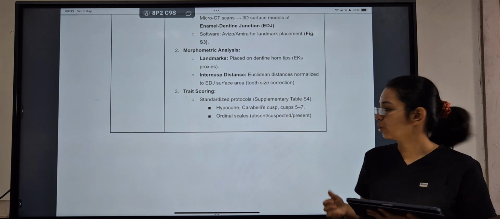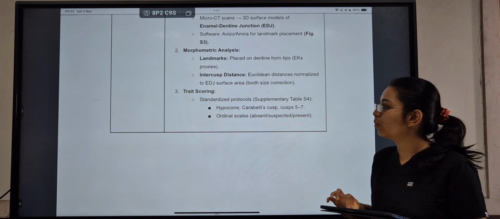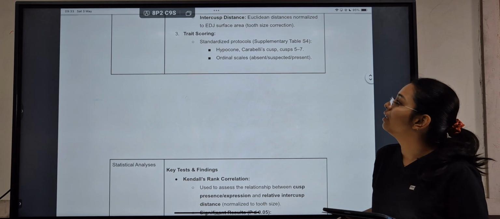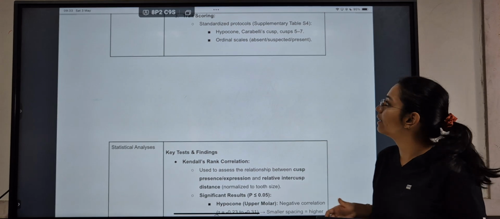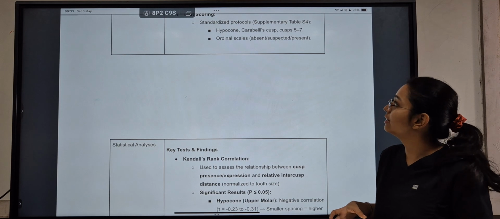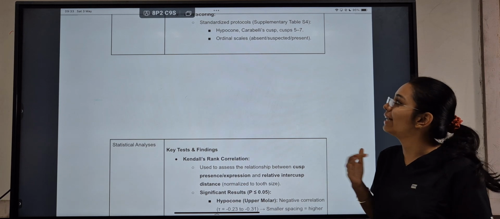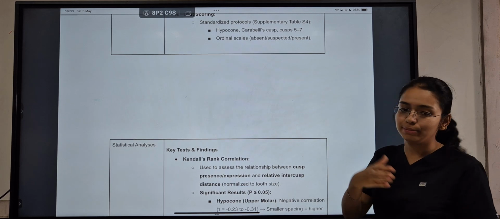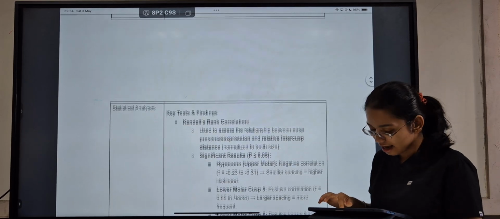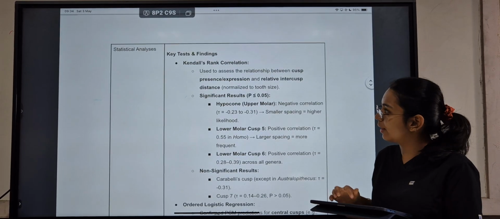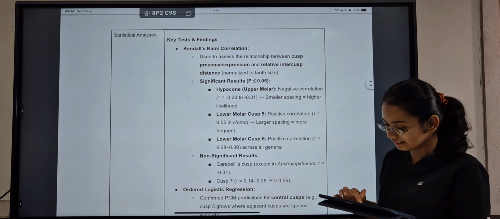The tooth size correction was studied, and the trait scoring was done using standardized protocols. The hypocones and the non-metric traits were studied on ordinal scales, where they were segregated accordingly as absent, suspected, or present, that is, the degree of expression was studied. And after the methodology, they carried on with the statistical analysis.